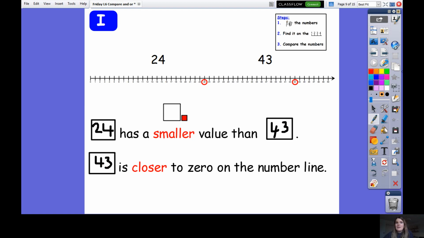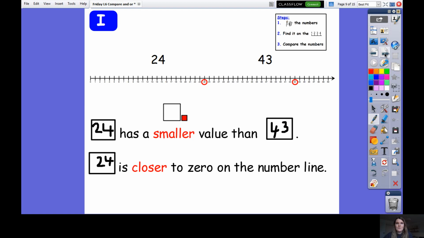Perfect. 43 isn't closer to 0. I didn't know if you were going to spot that one. Well done. What number is closest to 0? 24. Well done, because it is the smaller number.